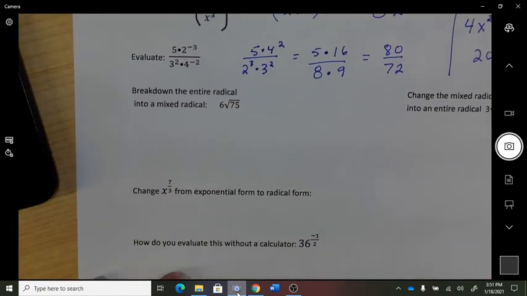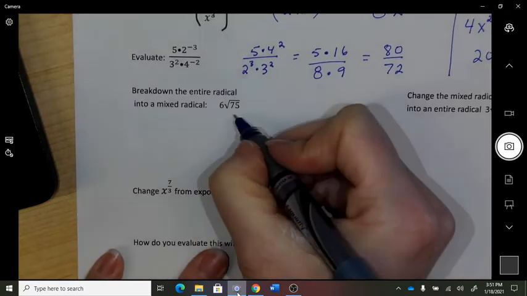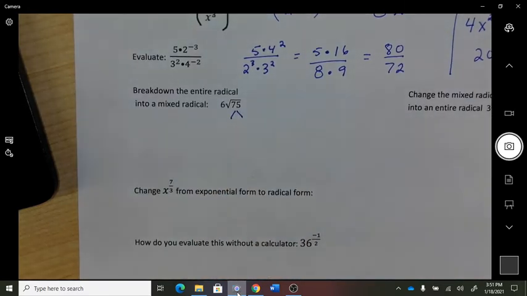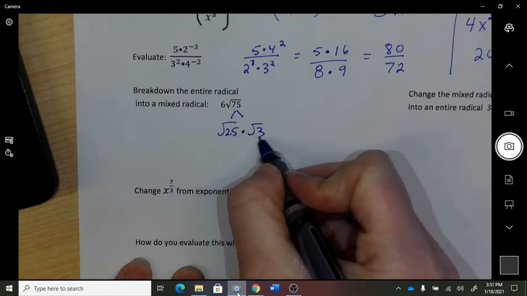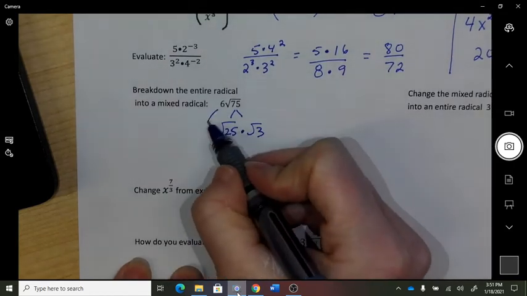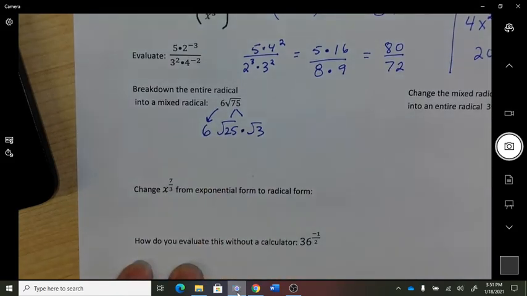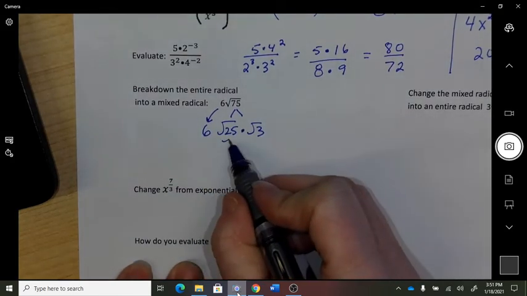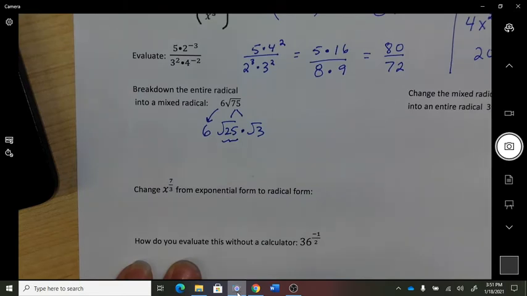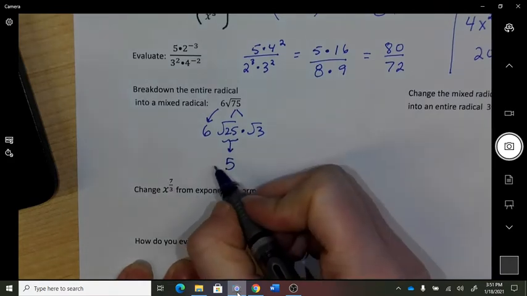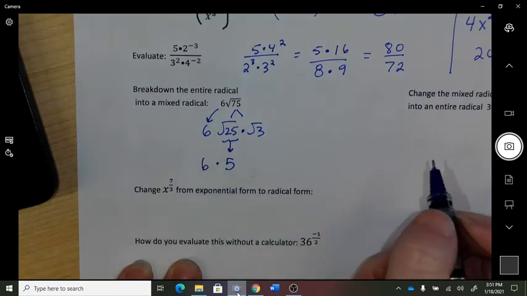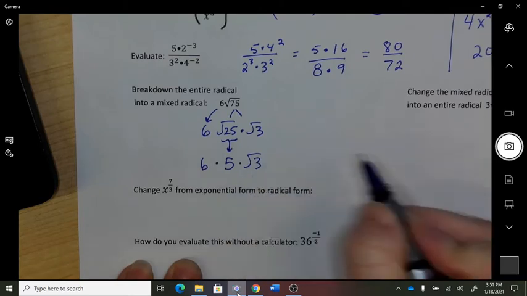Okay, break down the entire radical into a mixed radical. So 75. Think about all of your perfect square numbers. 75 is divisible by 25. So root 25 times root 3. I'm going to carry the whole number 6 down. What does the root of 25 simplify into? The whole number 5. I have a whole number in front of 6 and a radical.